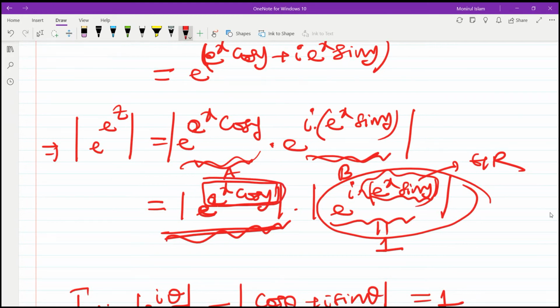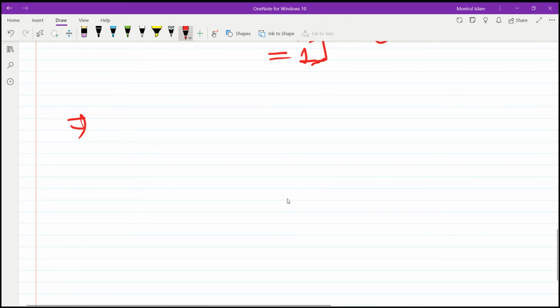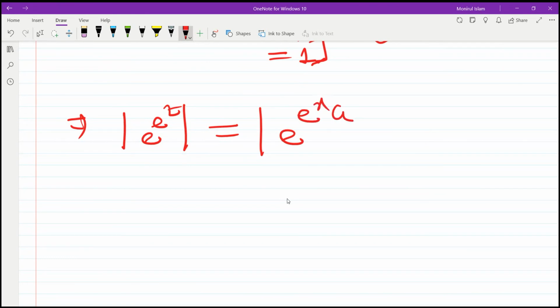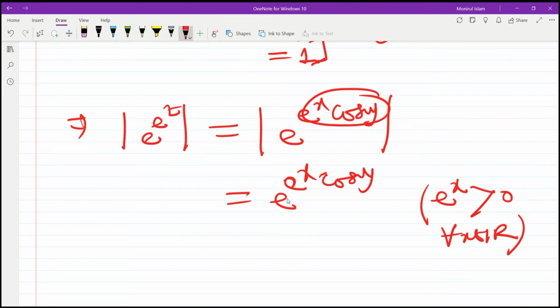Now this is a real number. We all know e power x always gives a non-negative real number. Since the second part's modulus is 1, you will get mod of e power x cos y. But exponential is always positive for any real number, so the modulus is just itself. No need to take mod.